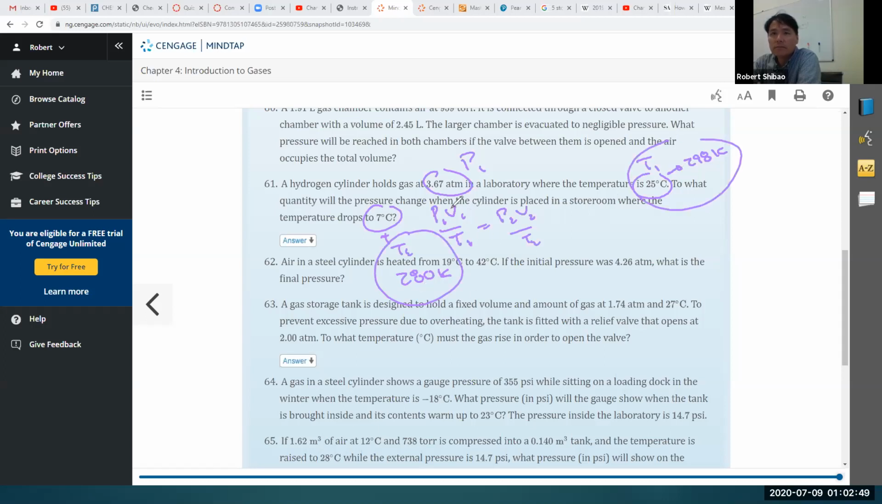And so the volume didn't change, see? So we'll cancel that out. And then we're solving for the pressure, P2. So P2 is equal to T2 over T1 times P1. And so plug that in. T2 is 280, T1 is 298 Kelvin, and P1 is 3.67 atmospheres.